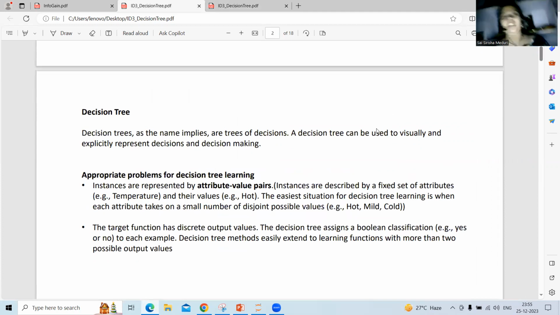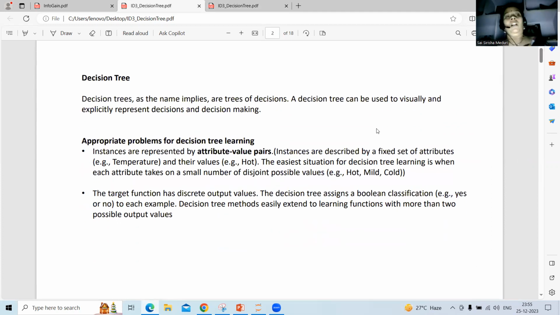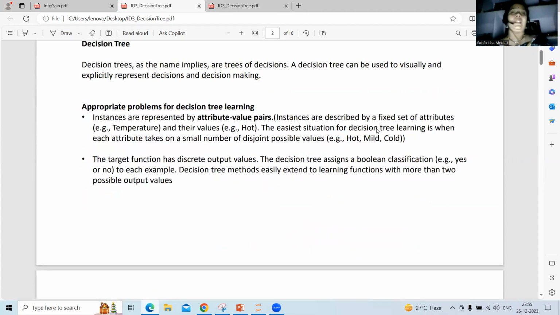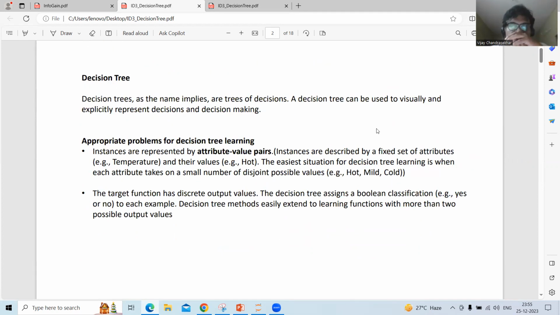So basically, that is a decision tree. Now, I want to explain the problems which we can solve. Just explain this again. Yeah, go ahead. What is a decision tree?